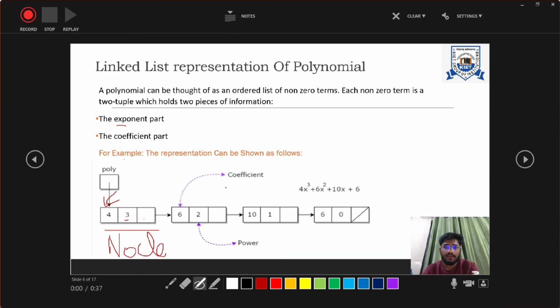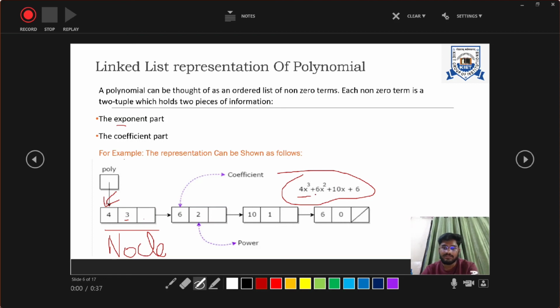For an example, we have taken here 4x cubed plus 6x square plus 10x plus 6. So we will start with the first term. You can see that 4, which is the coefficient for x cube, we have written here as the data value, and the exponent value 3 is written here, and this node is pointing to the address of the next node.